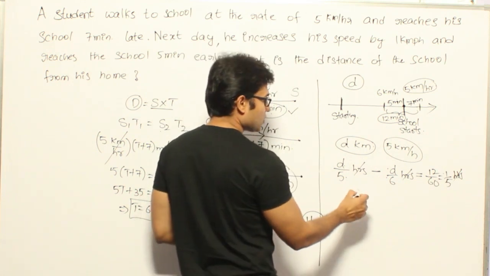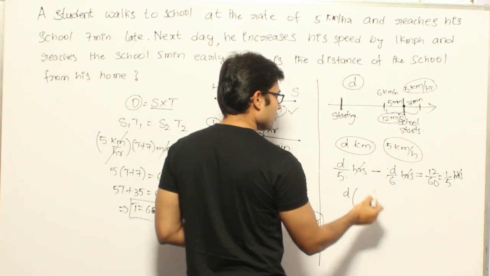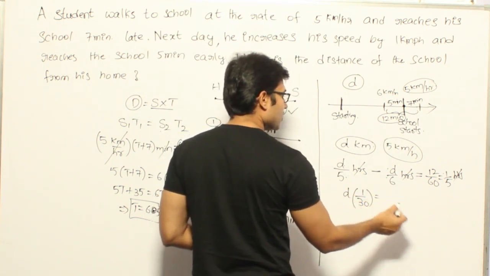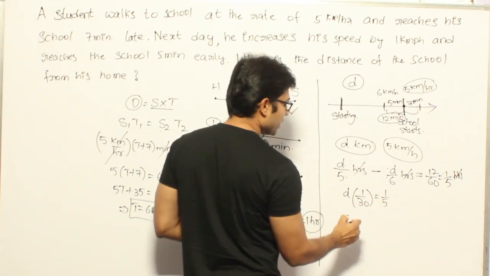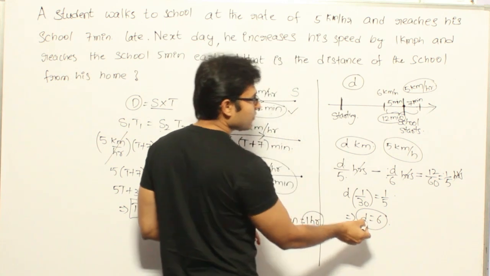So d by 5 minus d by 6 is equal to 1 by 5. From this, if you try to solve for d, we are going to get d into (6 minus 5) by 30, which means 1 by 30 d equal to 1 by 5. So what do I get for d? d equal to 6, right?